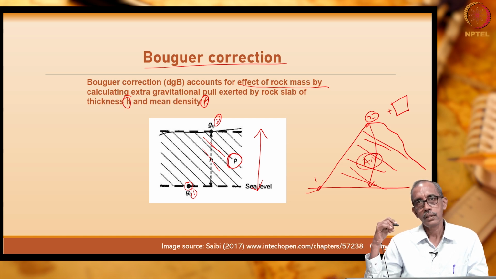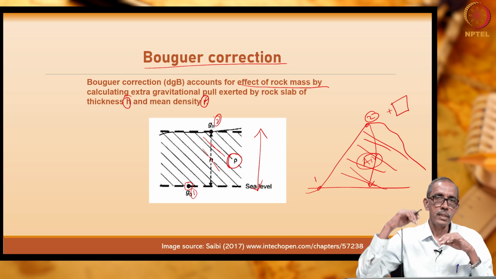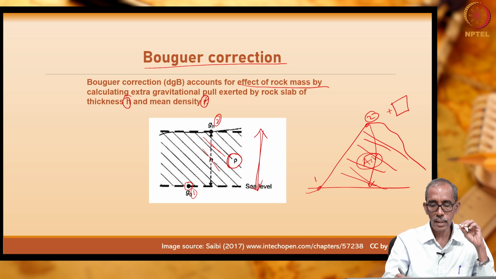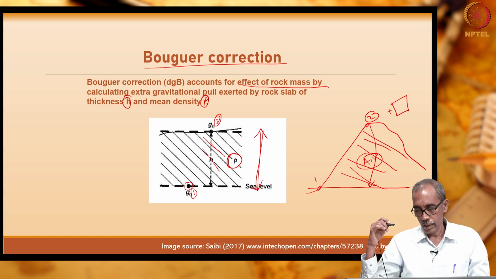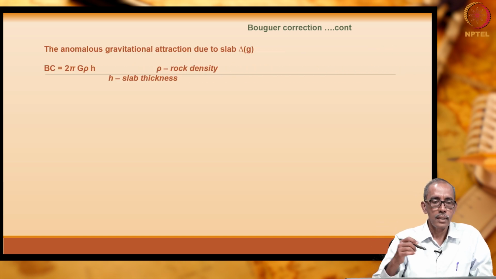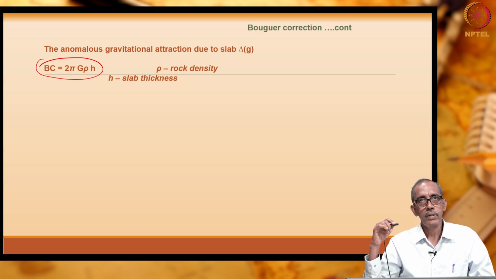So, what do we understand? Though station number 2 is away from the center of the earth, station number 2 is expected to have higher acceleration due to gravity, because station number 2 has additional mass of this much thickness. This is accounted for in the Bouguer correction. How do we do it? The Bouguer correction is done as per this relationship: 2 pi multiplied by the gravitational constant G, multiplied by the density, multiplied by the thickness.